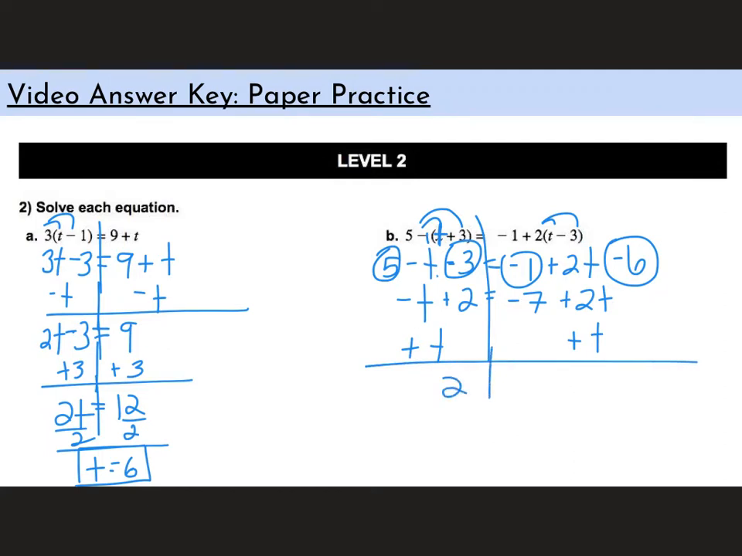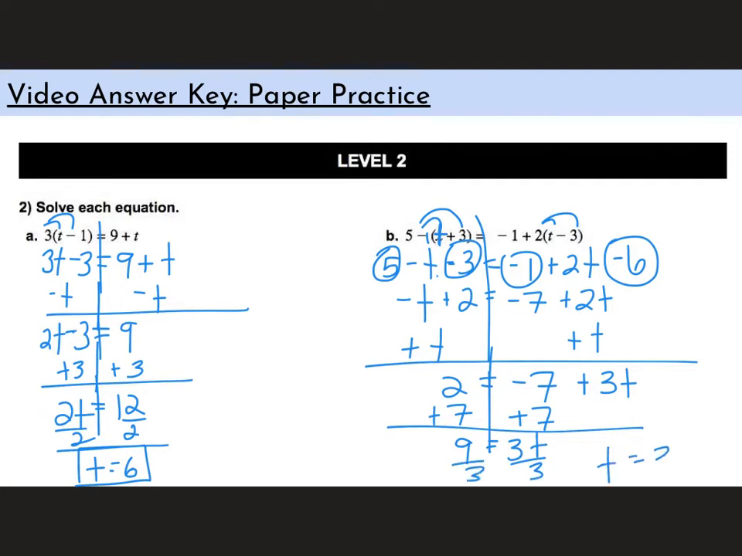Alright, so now we have 2 equals negative 7 plus 3t. Add 7 to both sides. 9 equals 3t. Divide by 3, divide by 3. t equals 3.